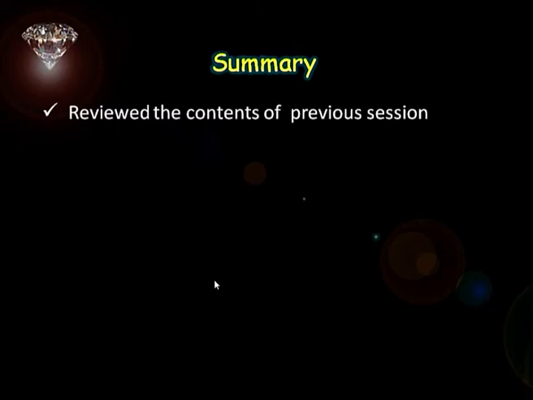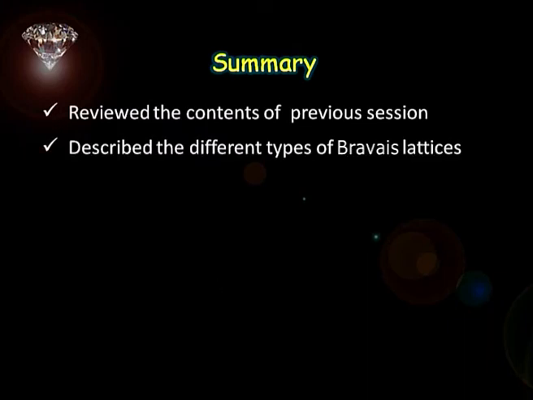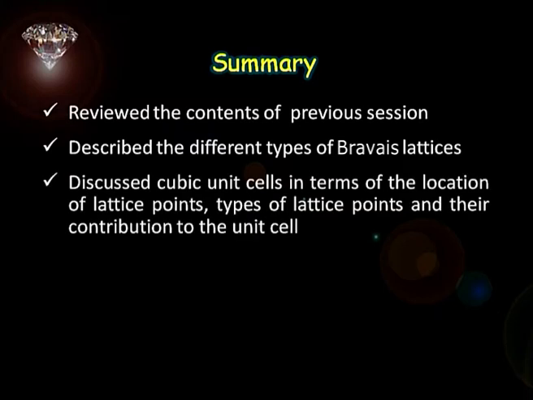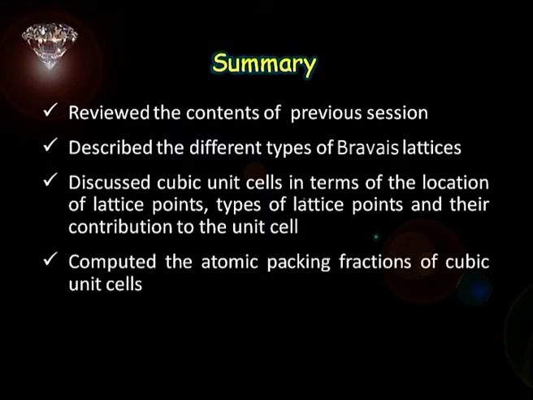Now, let us sum up what we have done today. We started with reviewing what we did in the previous session. Thereafter, we described different types of Bravais lattices; there were 7 Bravais lattices in 3 dimensions. Then we discussed in detail the cubic unit cells in terms of their location of lattice points, types of lattice points and their contribution to the unit cells. This was followed by computing the atomic packing fraction of cubic unit cells. We found that for simple cubic it is about 52%, for body centered cubic it is 68%, and for face centered cubic it is 74%. Face centered cubic is densely packed.